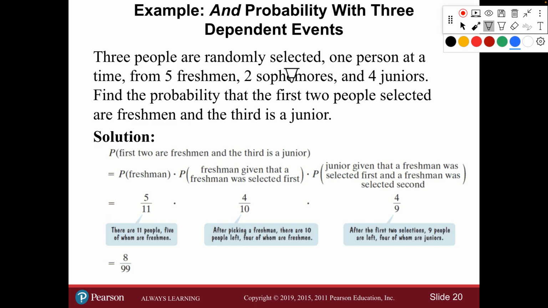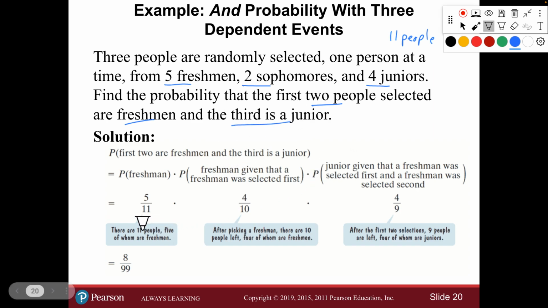So we're going to select a person at random. We've got 5 freshmen, 2 sophomores, 4 juniors. Now this is one of those where to find the probability, remember we always need the total. They didn't give it to us, so we've got to calculate it. 5 plus 2 is 7, 7 plus 4, we've got 11 people. And this is where it often happens, we're selecting people. So it's the probability of getting 2 freshmen, the first 2, and the third is a junior.